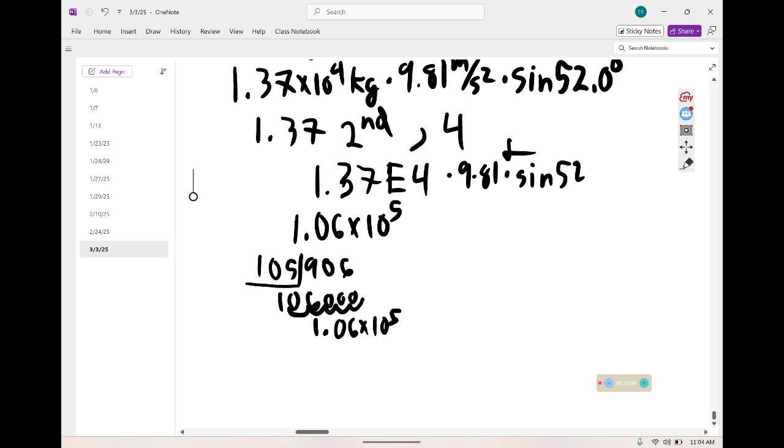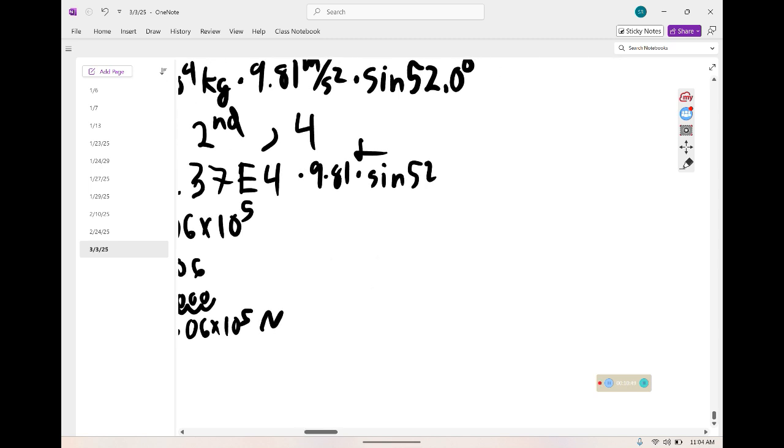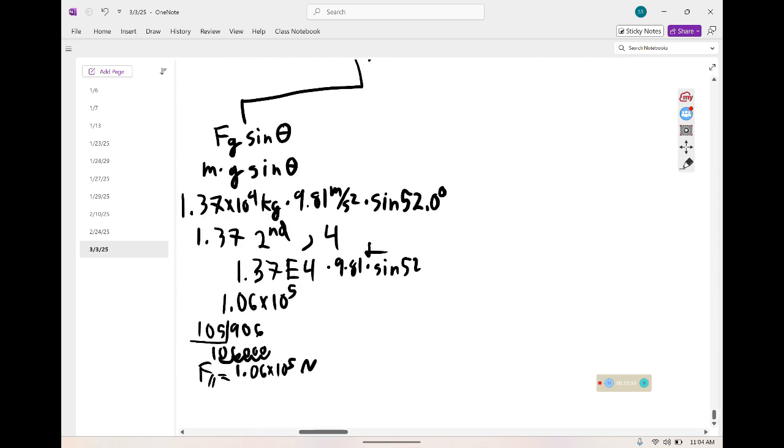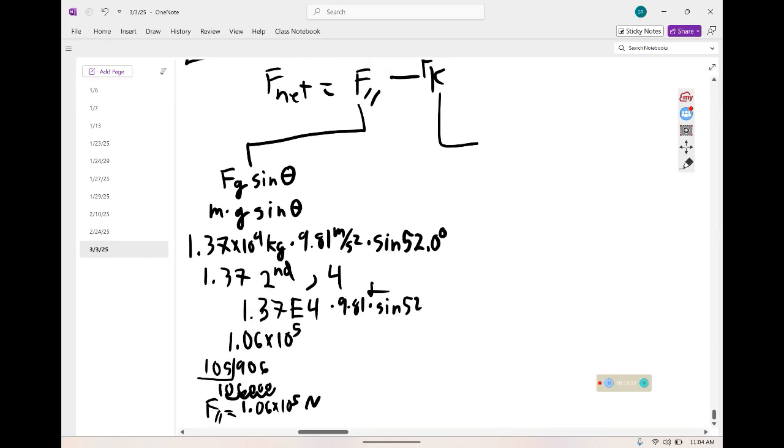So now that we do that times. This right here in newtons, that's my force parallel. That's the gravitational pull of the object down the pyramid. So what we're going to need to do now is find the kinetic force to be able to subtract from that.